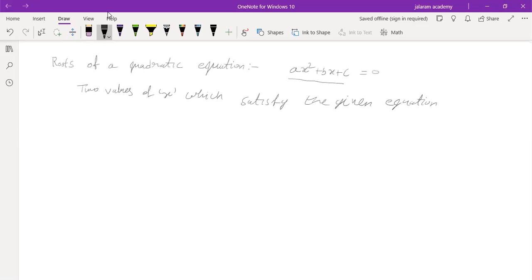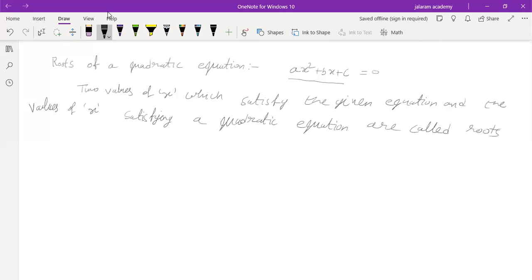And these two values of x, the values of x satisfying a quadratic equation, are called roots of a quadratic equation. Is that clear to you? Yes, sir.